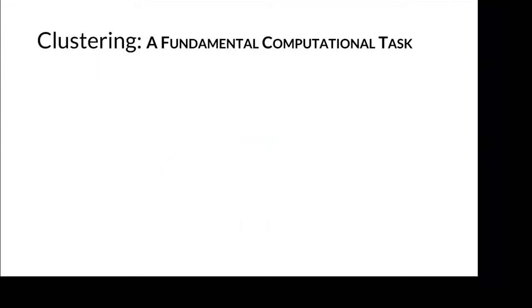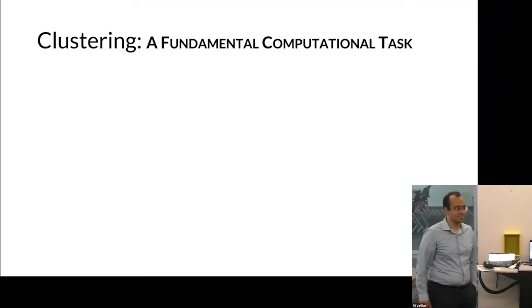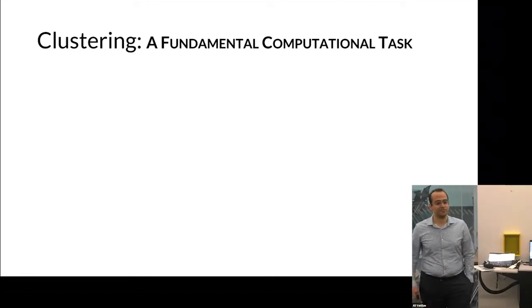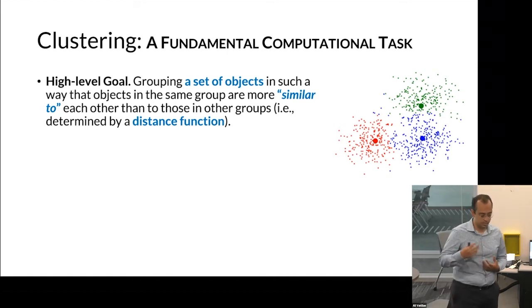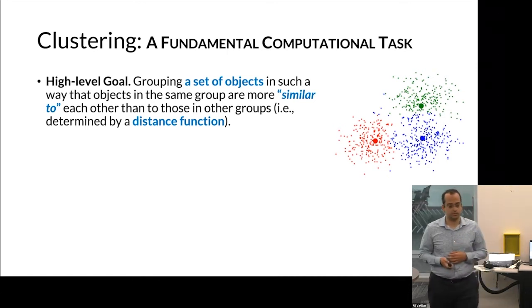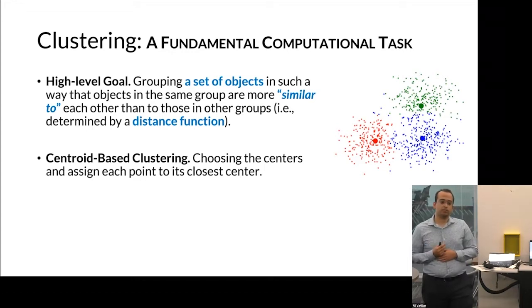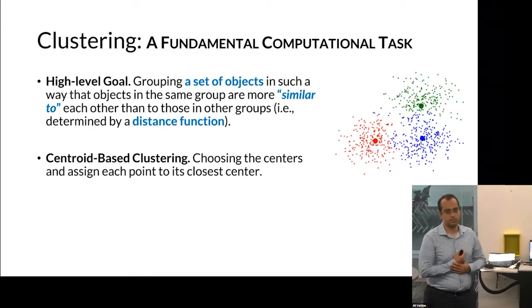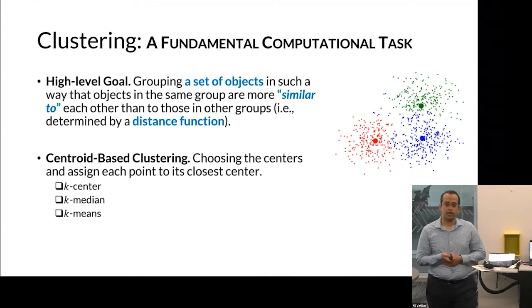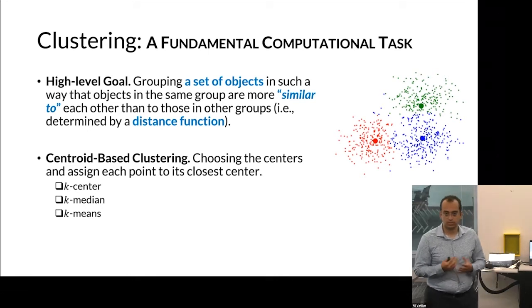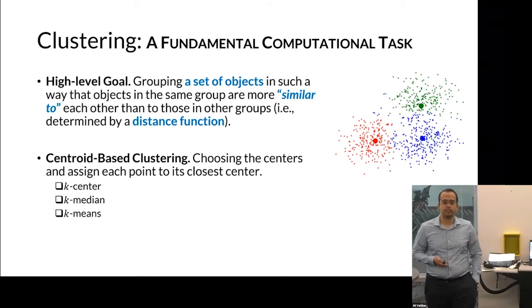By now you know about clustering, which is a fundamental problem. At a high level, the idea is that we want to partition points into a set of clusters such that the points in the same cluster are more similar to each other compared to the points in other clusters. The model that I'm considering in this talk is centroid-based clustering. Basically, we would like to choose centers and assign each point to the closest center. Once we have a centroid-based clustering, we usually take care of some global objective, like the popular ones: K-center, K-median, and K-means.